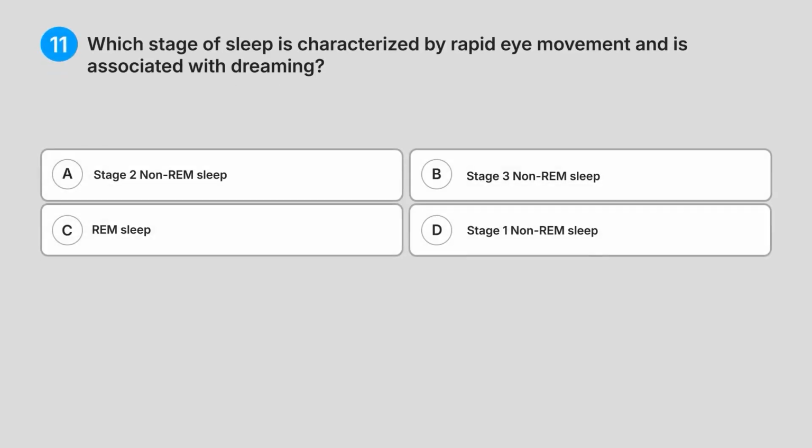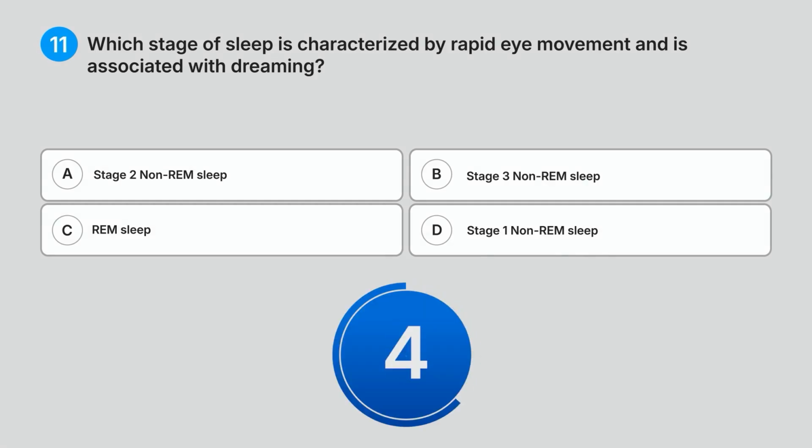11. Which stage of sleep is characterized by rapid eye movement and is associated with dreaming? A. Stage 2 non-REM sleep, B. Stage 3 non-REM sleep, C. REM sleep, D. Stage 1 non-REM sleep. Can you guess the answer?